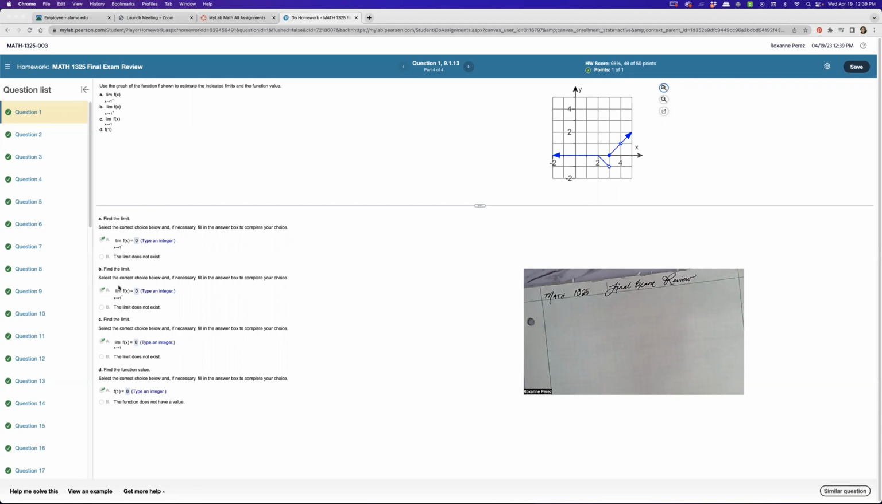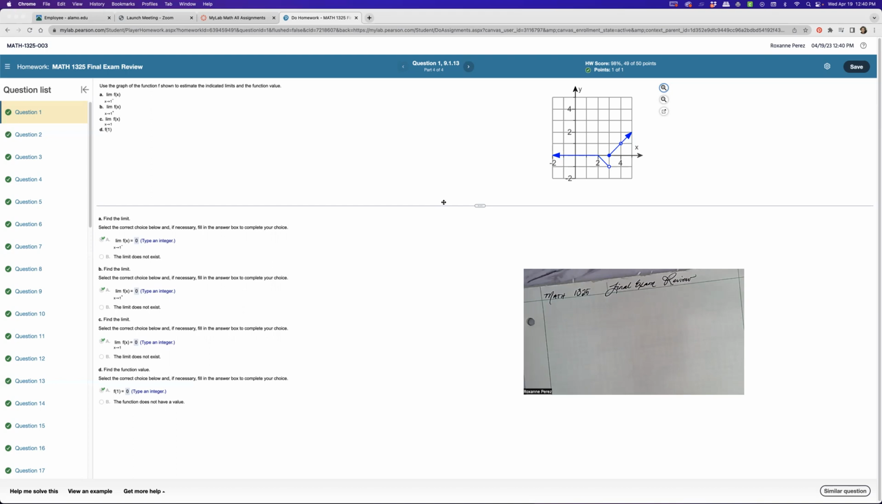So that's part A. Part B is asking us the limit as x approaches 1 from the positive side. So we're doing the same thing here. We're coming in from the positive side. X is 1, y is 0. Y is approaching 0, the limit, okay? Then part C, same thing. As x approaches 1 from both directions, the value of y is approaching 0. And then finally, part D, f evaluated at 1 is equal to 0.